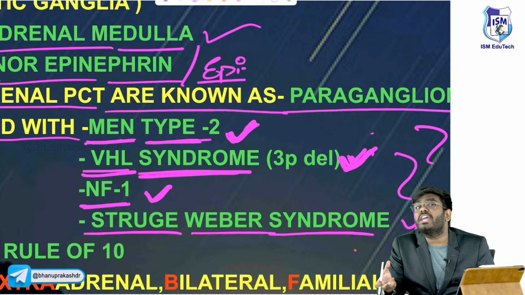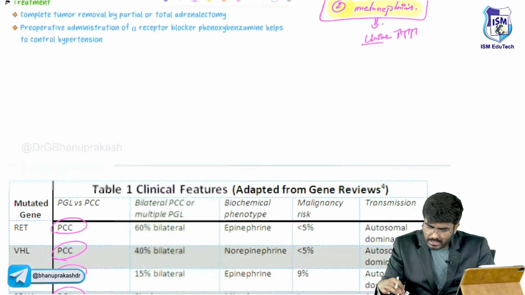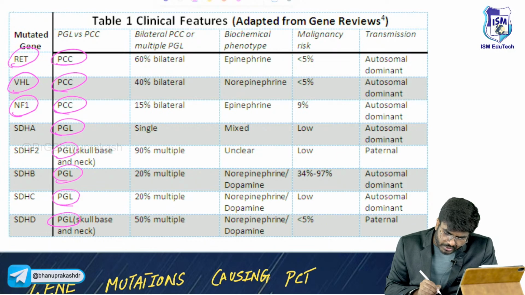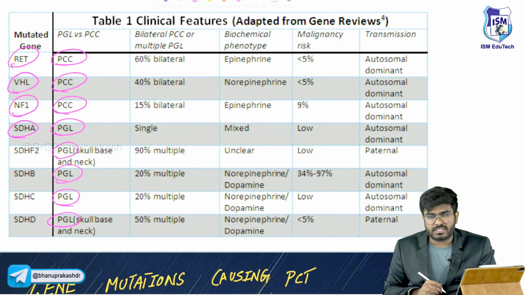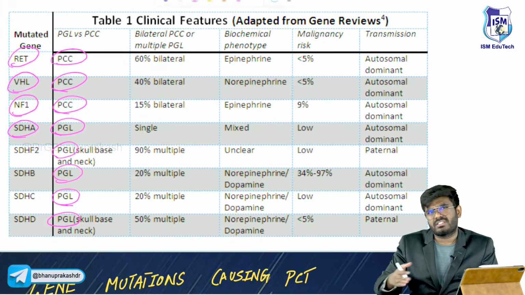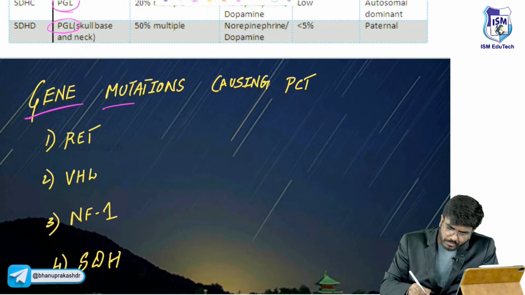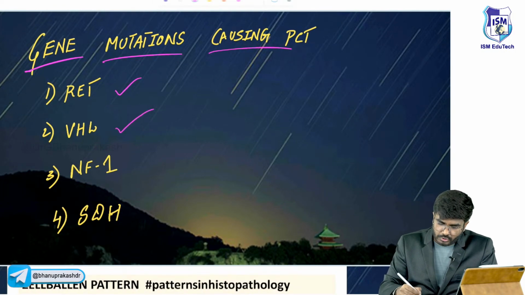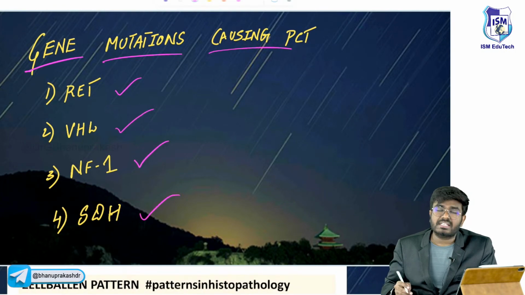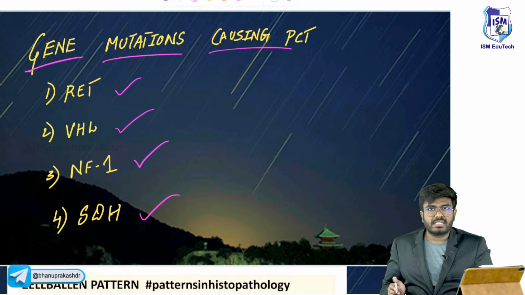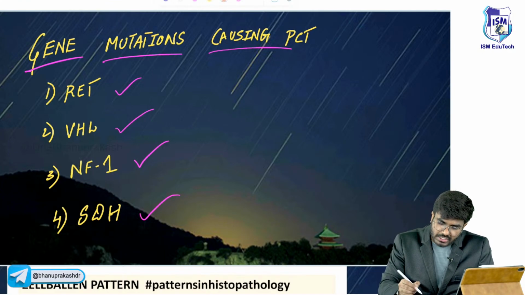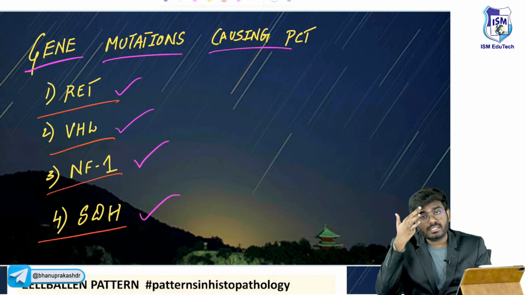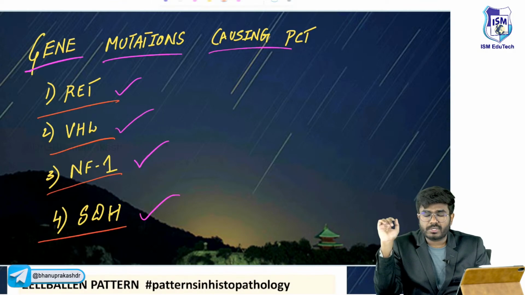But what are the gene mutations which can lead to pheochromocytomas? Here are the gene mutations: RET gene mutation, von Hippel-Lindau gene mutation, neurofibromatosis type 1 gene mutation, succinate dehydrogenase gene mutations. Okay, so here I have given a list. Don't go through this table unnecessarily. Dekho, gene mutations causing pheochromocytomas: RET gene, von Hippel-Lindau gene, neurofibromatosis type 1 gene mutation, and succinate dehydrogenase gene mutation. So these are the gene mutations which can lead to pheochromocytomas. Gene mutations will lead to the tumors.